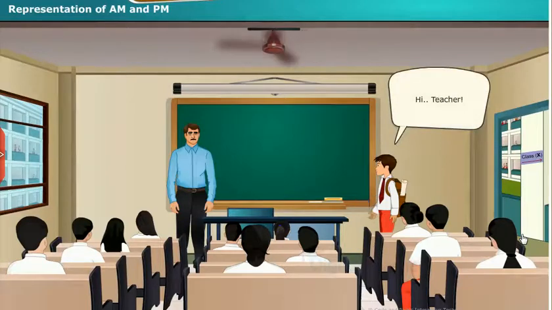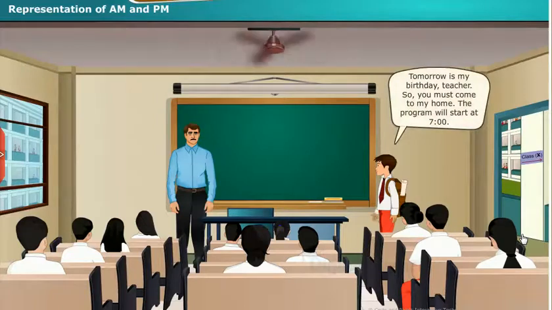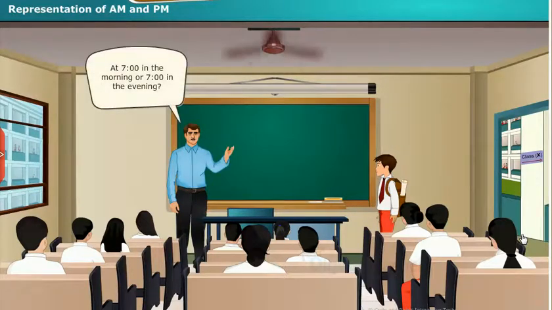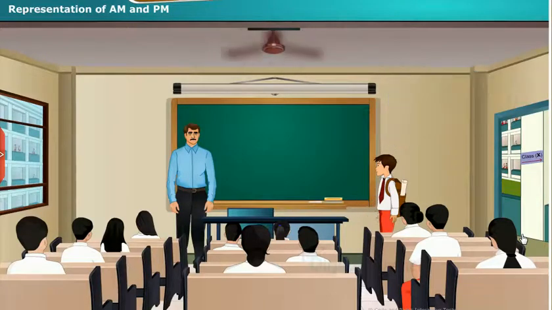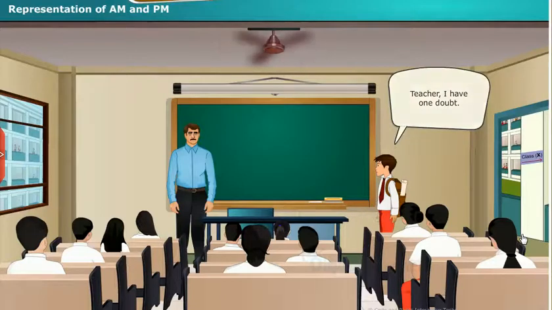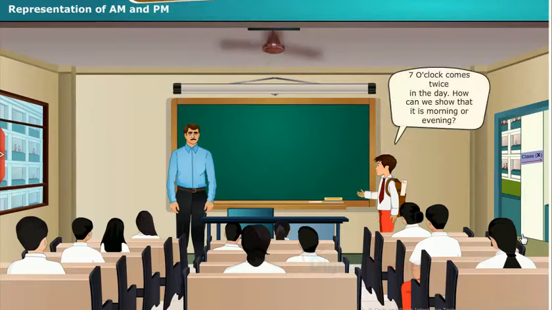Hi teacher. Hi my dear child. Tomorrow is my birthday, teacher, so you must come to my home. The program will start at 7. At 7 in the morning or 7 in the evening? Of course, in the evening, teacher. Teacher, I have one doubt. Yes, please. 7 o'clock comes twice in the day. How can we show that it is morning or evening?